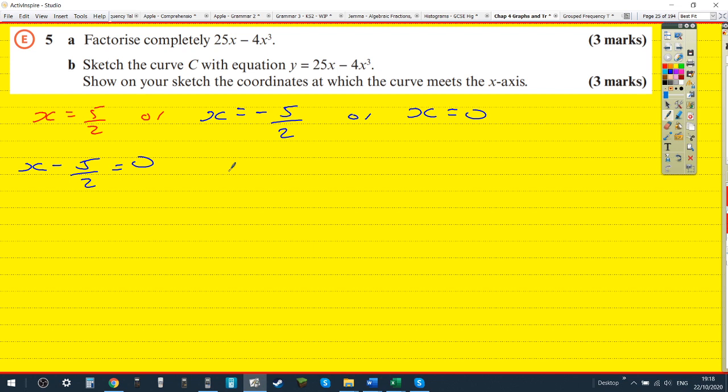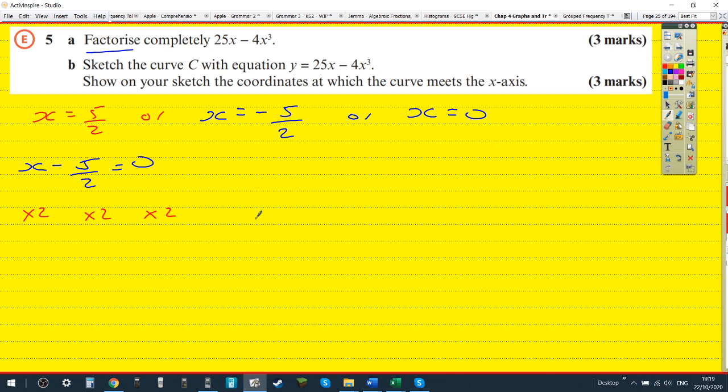So what do we need to use 2.5 to get? Because we're factorizing, you can't have a fraction or decimal. So what would you have to do to turn it into a whole number? Multiply it. Multiply by what? 2. Yeah. Times everything by 2 to keep everything equal.